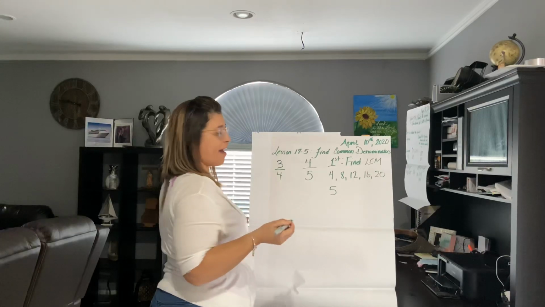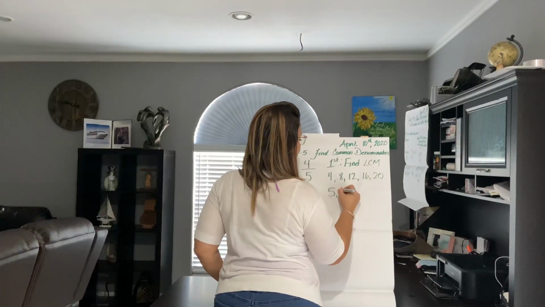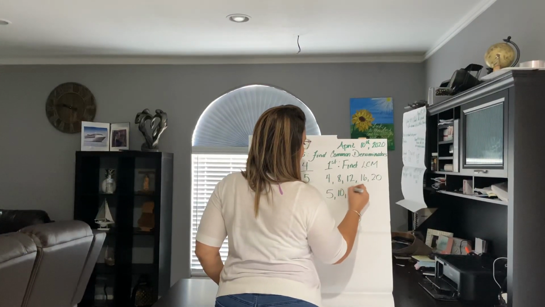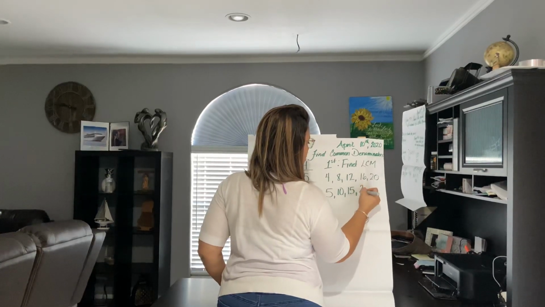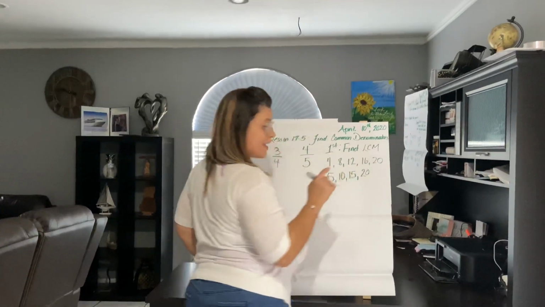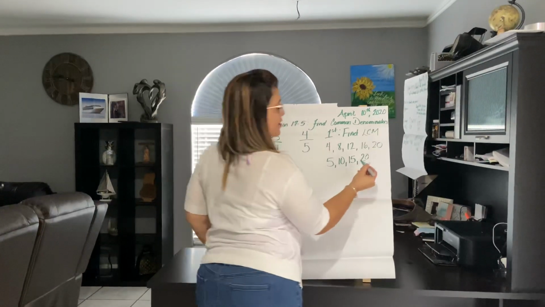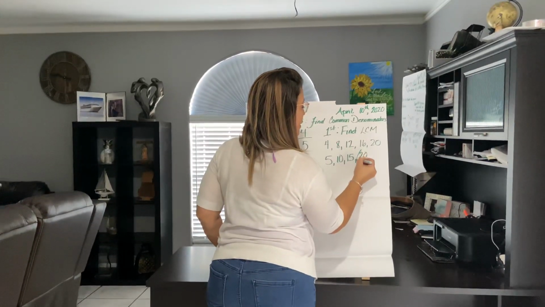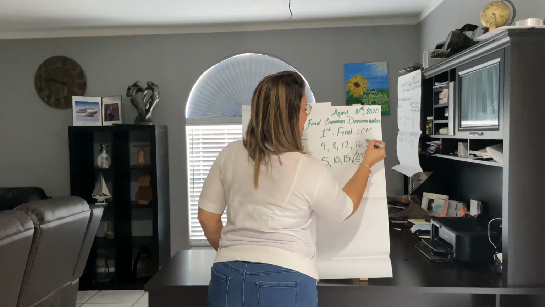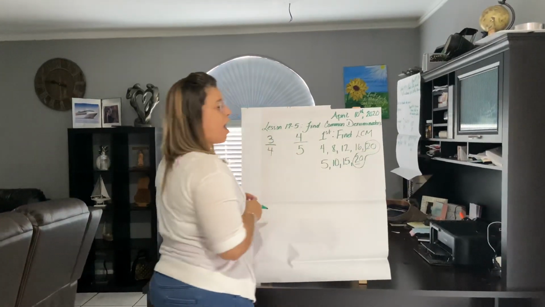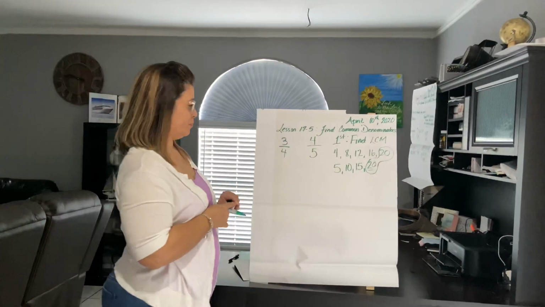Now let's do for the 5s. 5, 10, 15, and 20. What do we see? There's one that is common, which is the 20. So that means this is going to be our least common multiple.